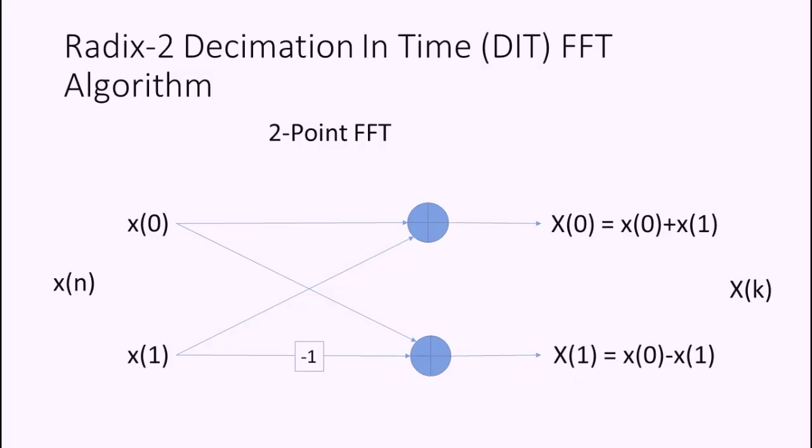From this, we can notice that we can easily calculate a 2-point DFT, as the frequency domain sequences are: the first one is the summation of the 2 time domain samples, and the second one is the subtraction of the 2 time domain samples.